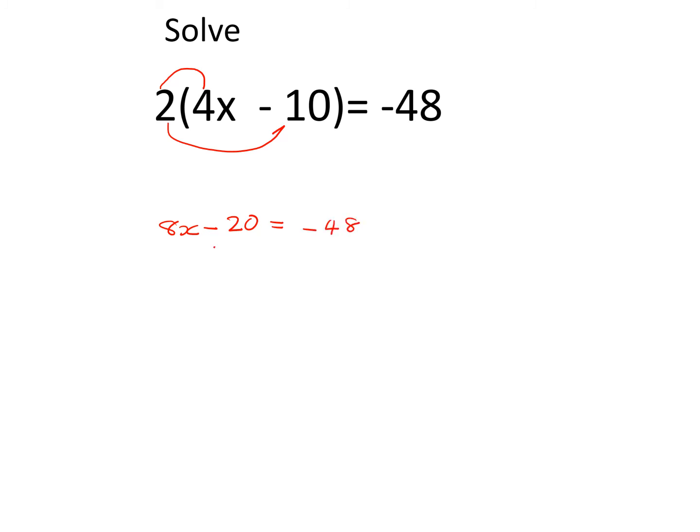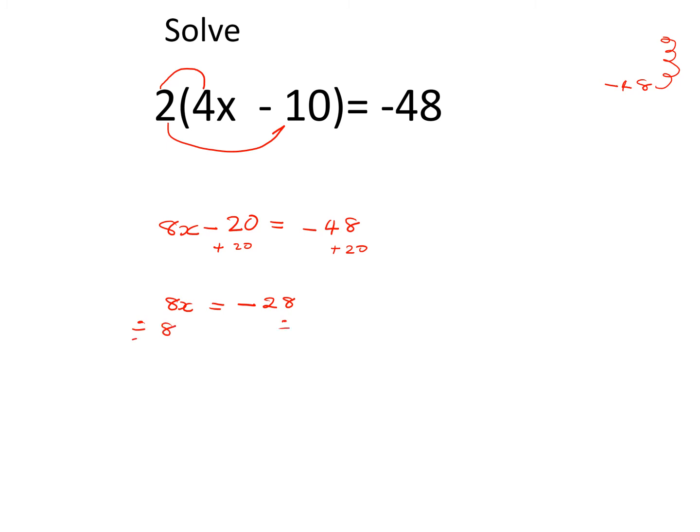Now we're adding 20 this time. Add 20, so we've got 8x equals, now thinking about the number line, you're starting at minus 48 and you're adding 20, so you're going up the number line 20, and that should take you to minus 28. Let's just check that. Yeah, minus 28. Now we are dividing by 8.